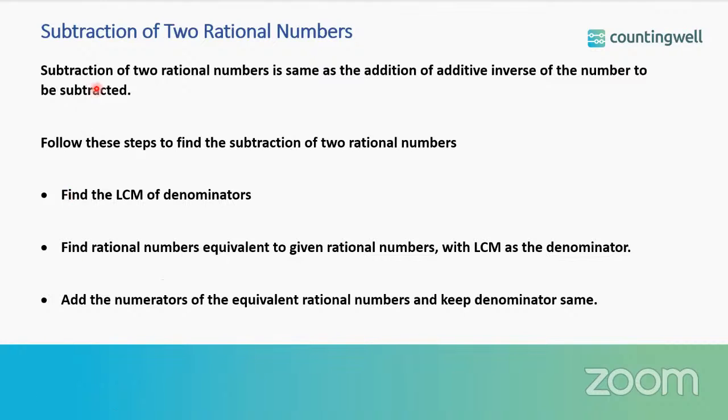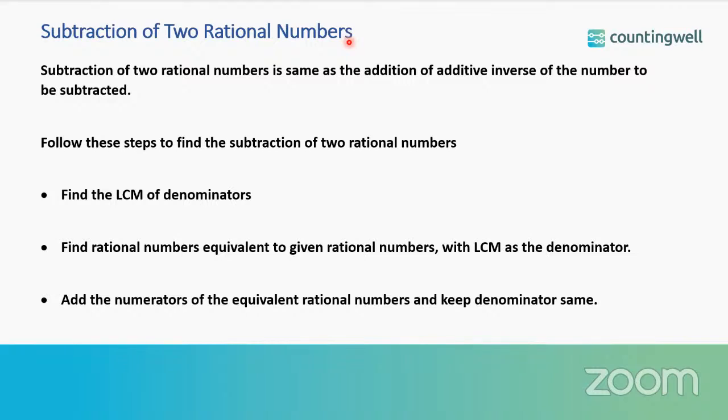Let us see subtraction of two rational numbers. Subtraction of two rational numbers is same as the addition of the additive inverse of the number to be subtracted. So what steps are we going to follow? First, again, you have to find the LCM of the denominators. Then you have to find the rational numbers equivalent to the given rational numbers with LCM as the denominator, and then you have to add the numerators of the equivalent rational numbers and keep the denominators same.